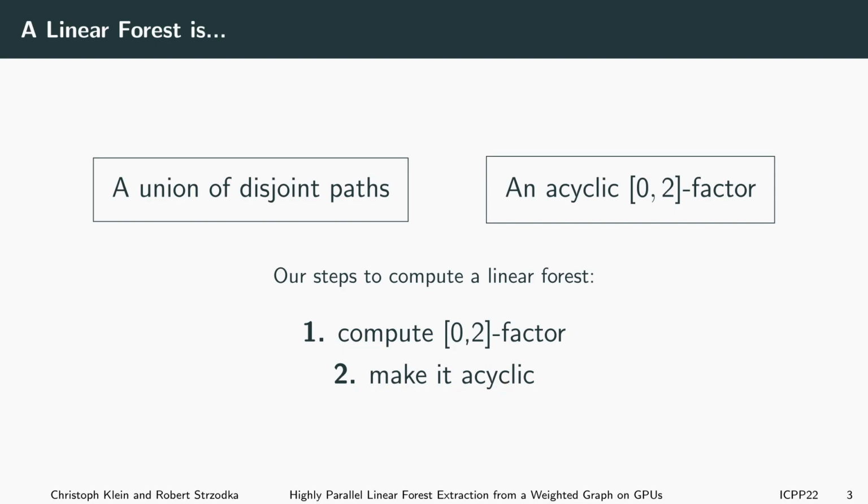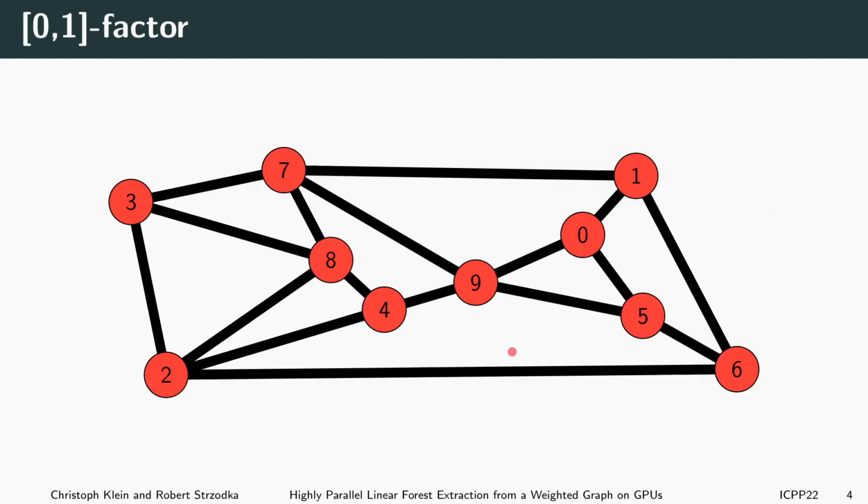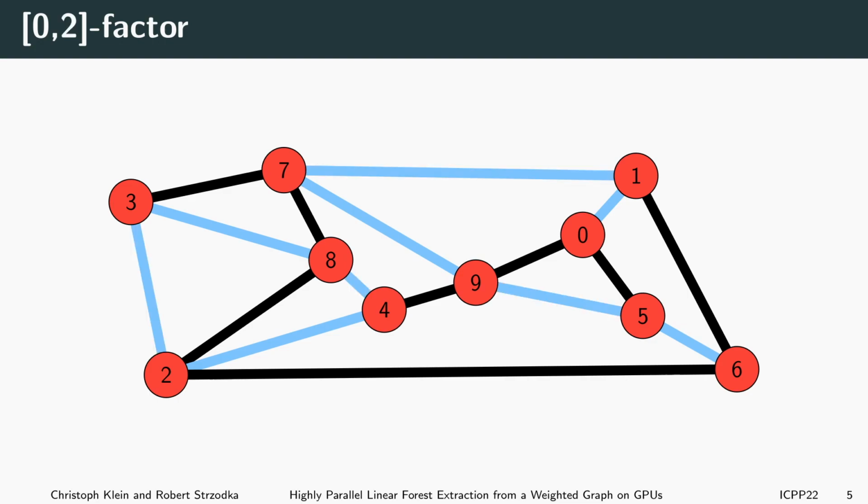So the next question is, what is a 0-2 factor? To understand that, we start with a 0-1 factor, and I show you here a 0-1 factor in this graph. For example, a 0-1 factor here would be this. Every edge which is marked in blue is part of the 0-1 factor, and this is pretty well known, and in literature you can find a lot about this when you search for graph matching techniques. In a 0-1 factor, every vertex is allowed to have between 0 and 1 edge. And in a 0-2 factor, every vertex is allowed to have between 0 and 2 edges.